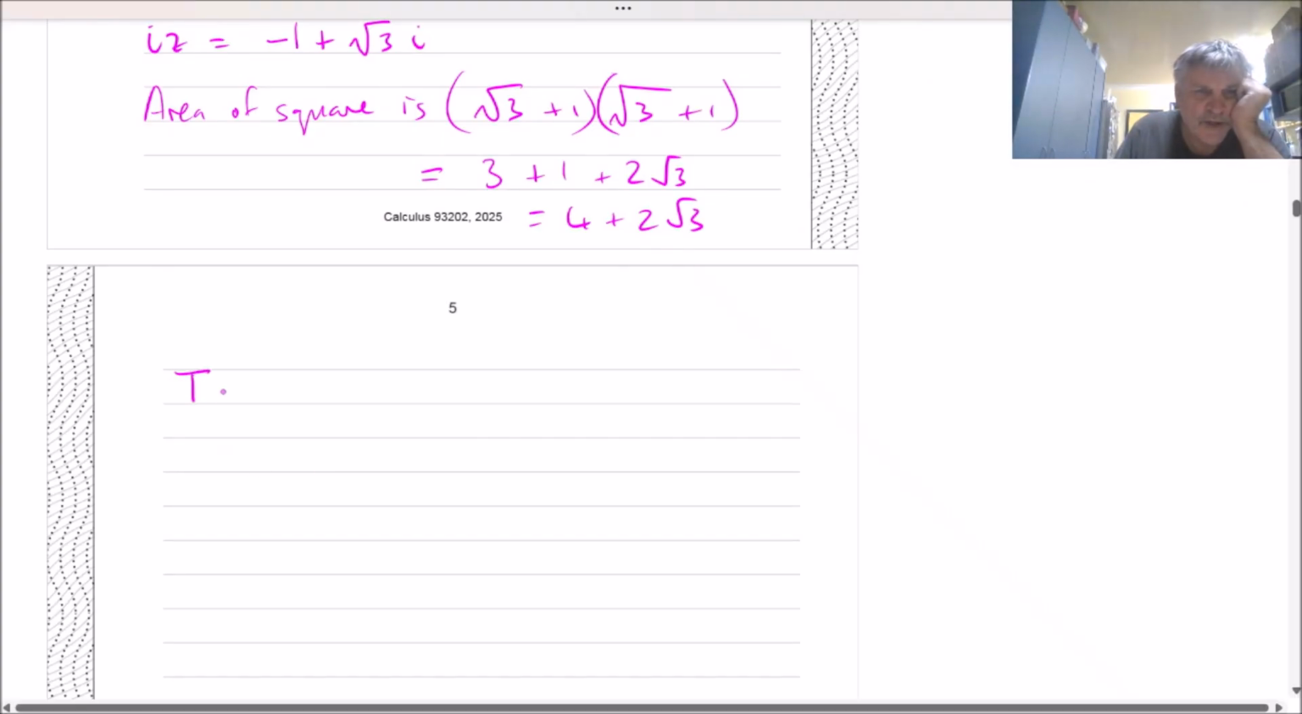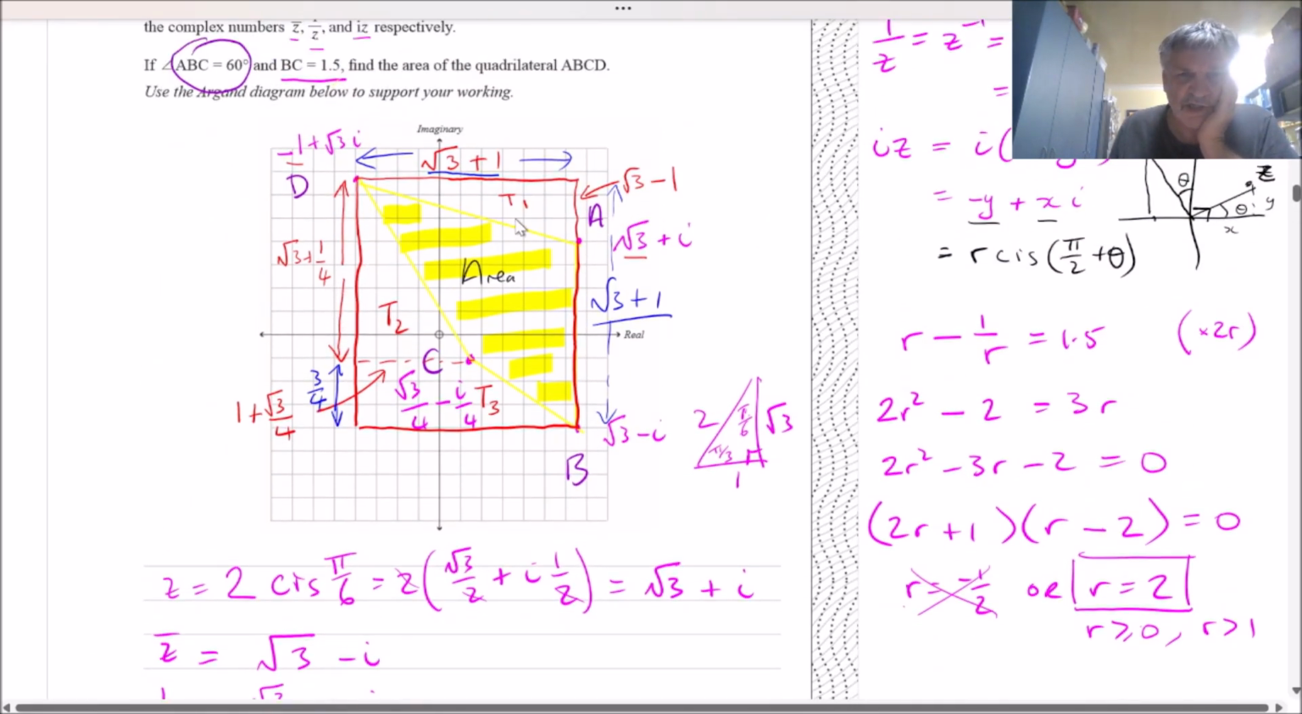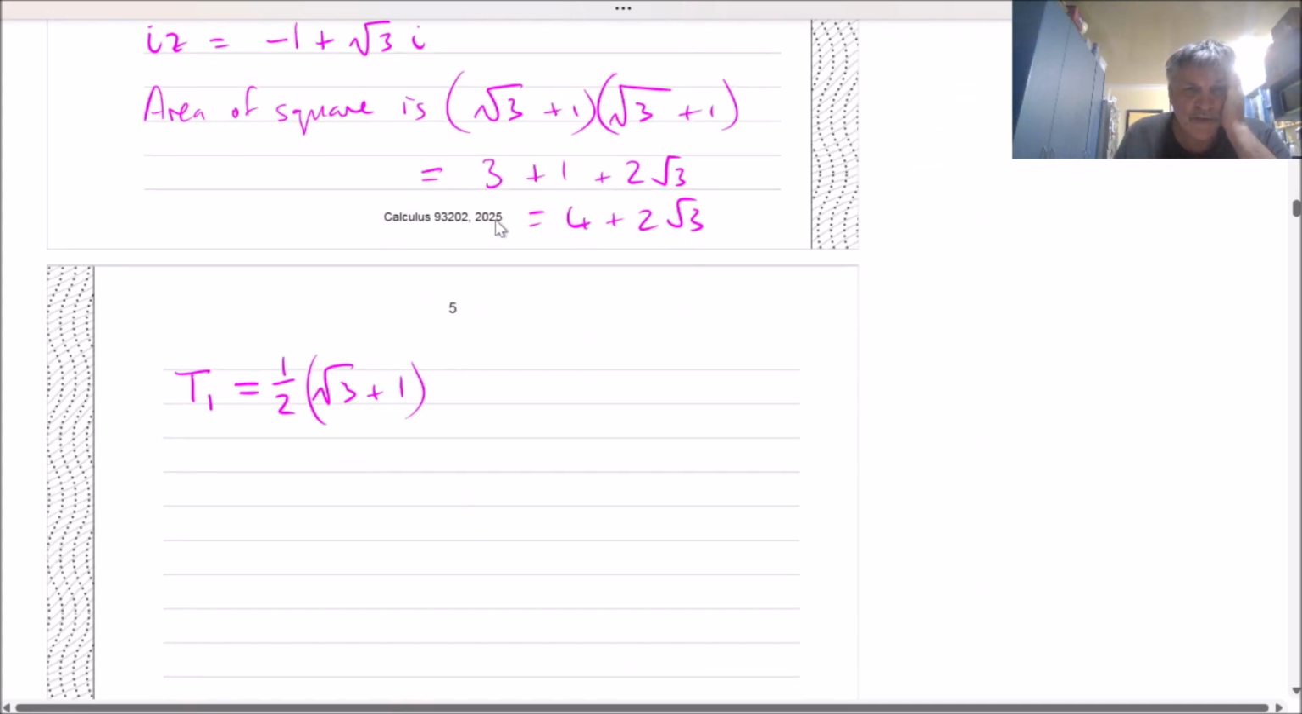T1, the triangle at the top, it's root 3 plus 1 across. It's a triangle, so we have a half. And let's just remind us, it goes down root 3 minus 1. This is 3 minus 1, which is 2, divided by 2, so this is going to come out as 1.